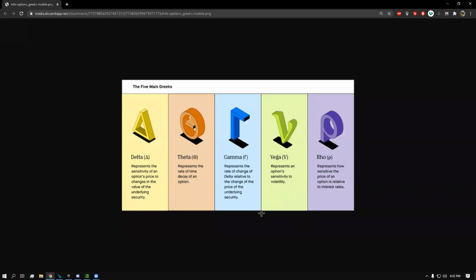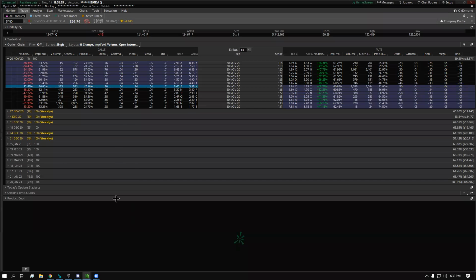All right, so the next Greek we want to look at is gamma. All gamma is, is delta's rate of change. So you can think of it as delta of delta. Delta basically shows you how much value your contract will gain depending on the price of the shares of whatever contract you're trading. So like I said before, if you have 0.5 delta, that means you will get $50 per contract. Now, what gamma does is gamma will add on to delta. So you can think of gamma as like a momentum indicator.